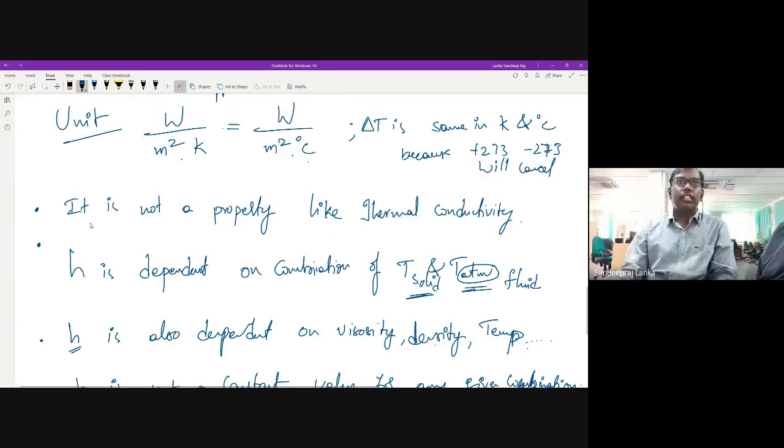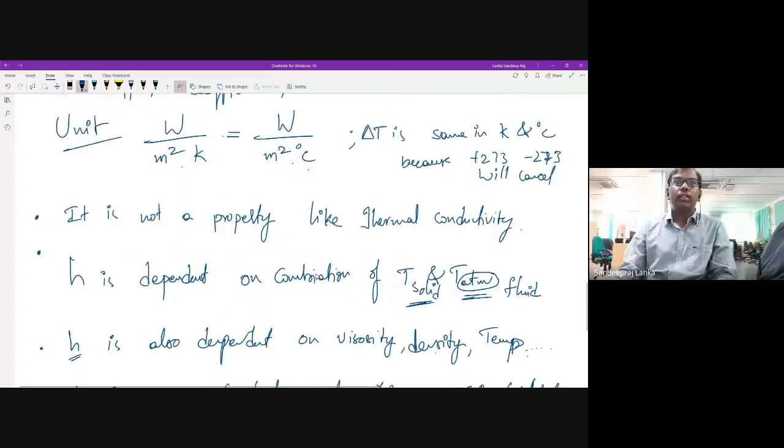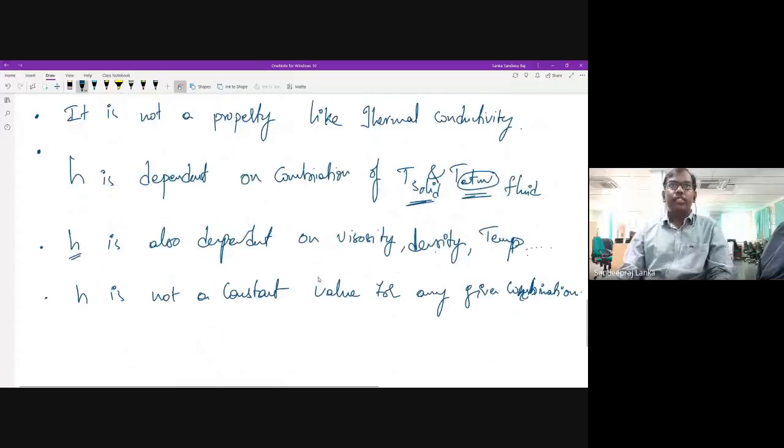Let us take this example itself. Here you can have so many temperatures, here you can have so many temperatures. So many combinations will be there. Based on these combinations, this H value is highly varying. It is not like your thermal conductivity, so-and-so value at so-and-so temperature for a given material. It is not like that. H is not like your thermal conductivity. Keep this in mind.